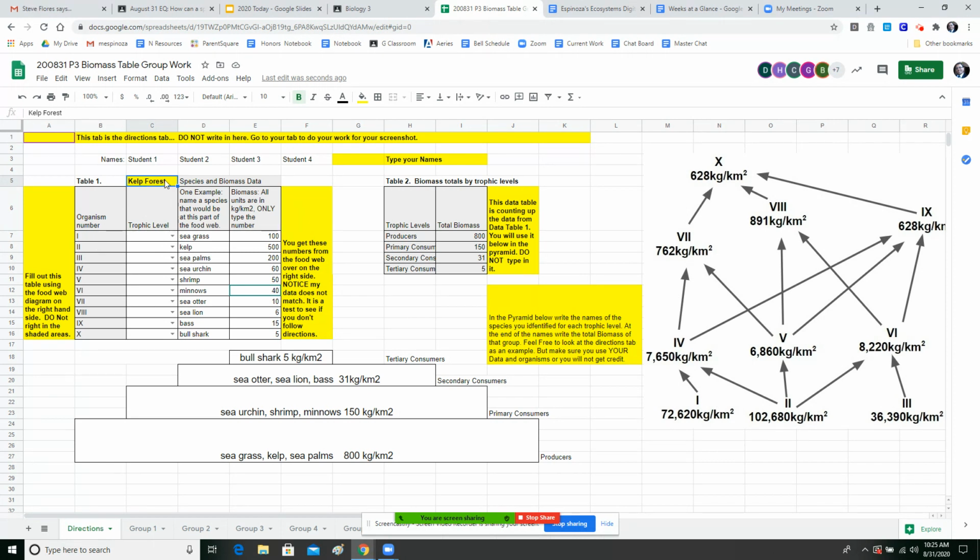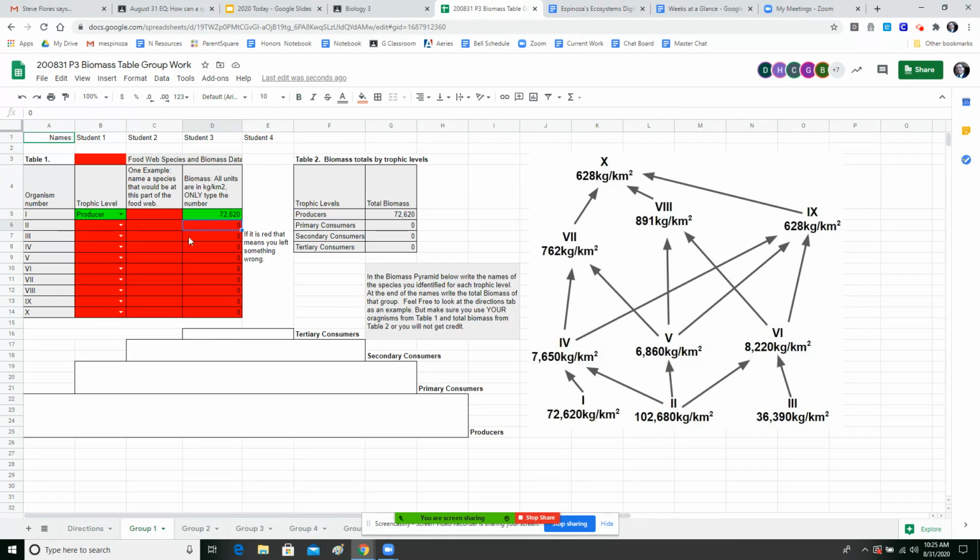So again, you're going to pick your own ecosystem as a group. Pick one, and then tell me about the plants and animals that live there, and who's eating who, in your tab. Like for group 1, I don't know what their ecosystem is. The first one is a producer, so they have to give me the name of some kind of plant. And remember, they got the biomass from here. You must get the biomass from this food web.